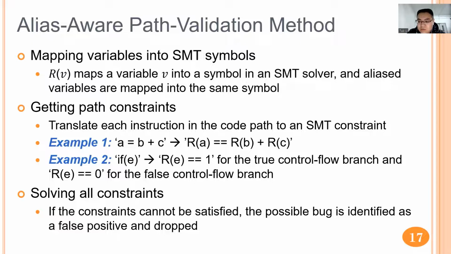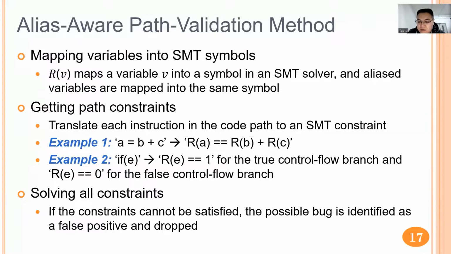Alias variables should satisfy the same constraints in a given code path, and thus our analysis maps alias variables into the same symbol in an SMT solver. We use R to represent such a map. To get path constraints, our analysis translates each instruction in the tested code path to an SMT constraint.